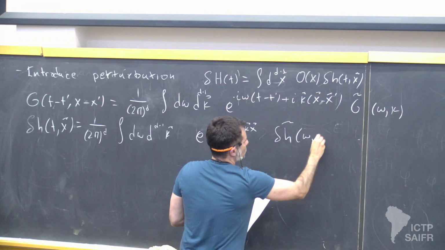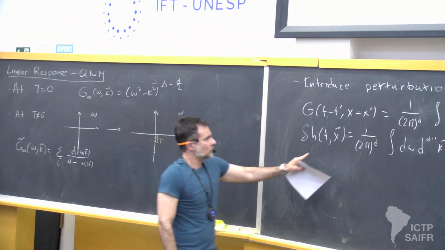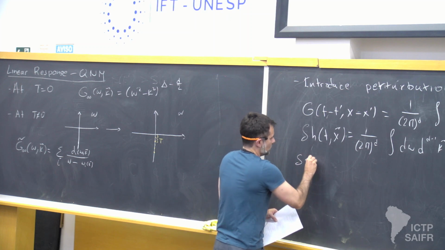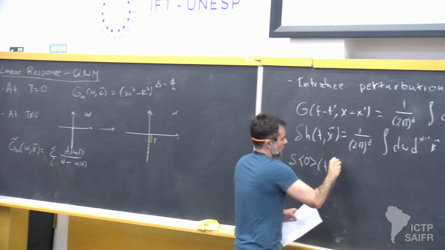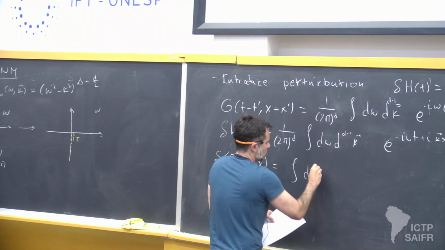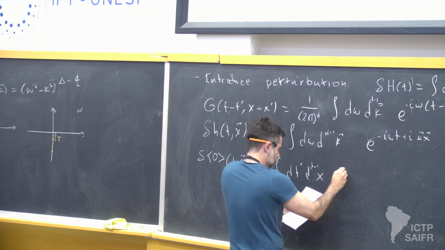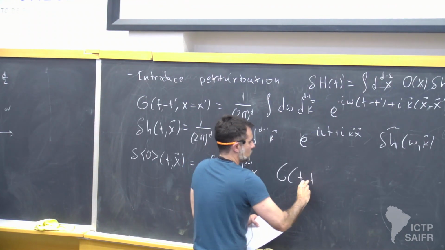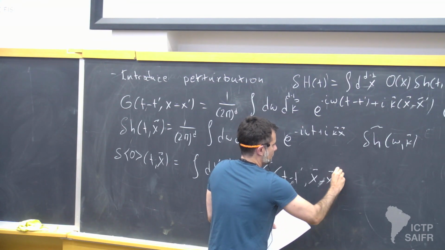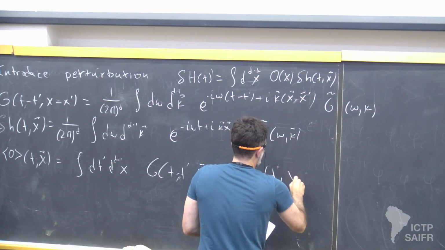Delta H tilde of omega and k. Now, the VEV of the operator O, we wrote this equation yesterday as a function of t and x, is going to be given by an integral of g of t minus t primed, x minus x primed, times the source at t primed x primed.